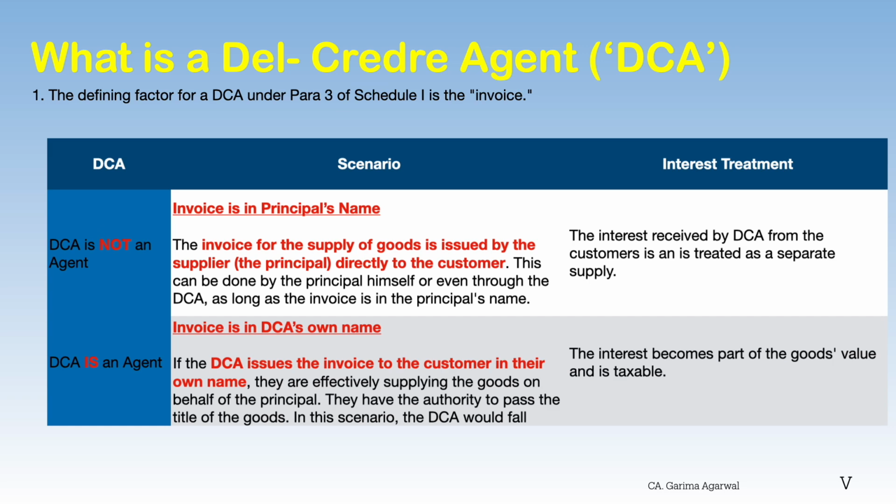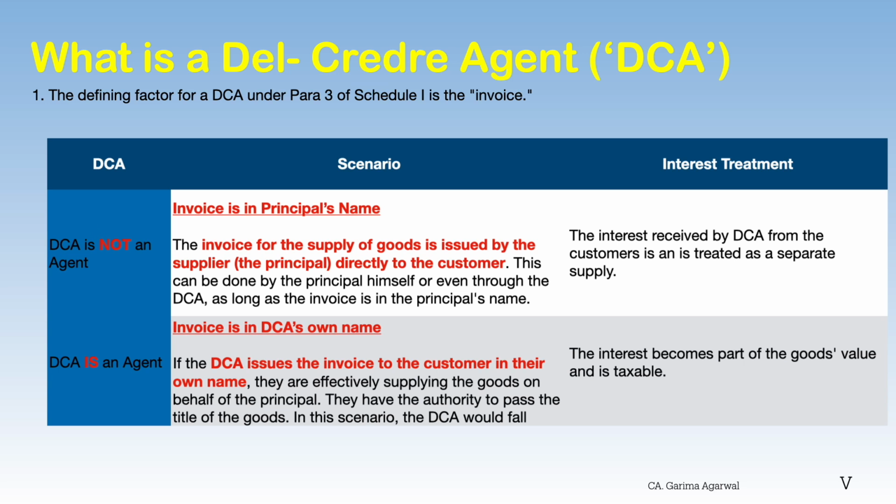So let's start with the basics. What exactly is a Del Credere Agent? In simple terms, a DCA is a special kind of selling agent. The main job is to find buyers for the principal's goods or services. However, what truly sets them apart from a normal agent is their guarantee. A DCA guarantees the payment to the principal.